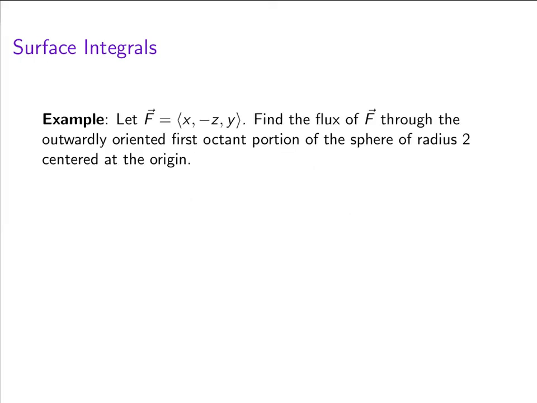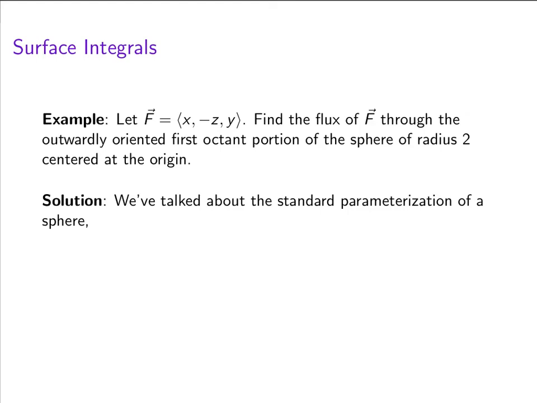Let's run through an example. Let's suppose that F is the field <x, -z, y>, and we want to find the flux of the vector field through the outwardly oriented first octant portion of the sphere of radius 2 centered at the origin. Anytime that you see find the flux, that means that you are looking to compute a surface integral of a vector field.